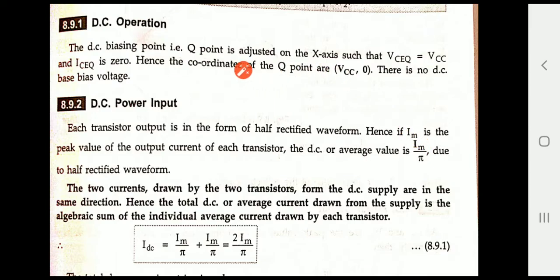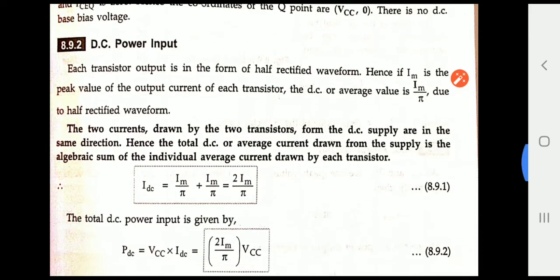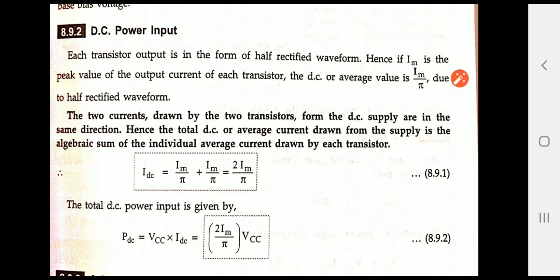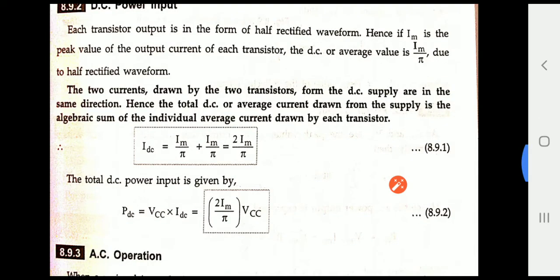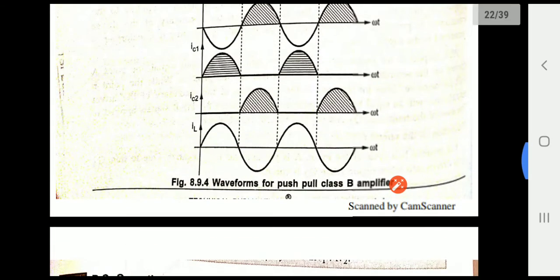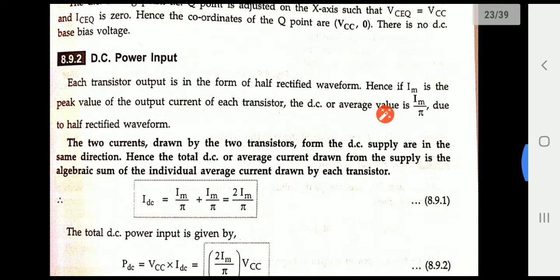Therefore, ICQ is 0 and VCQ equals VCC, because the maximum power supply here is VCC. Now, coming to the DC power input, we know that DC power is defined as the product of current and voltage. We already know the voltage is VCC, but to find the current, I am going to use the half wave rectifier outputs of the collector. So both are half wave rectifier outputs.